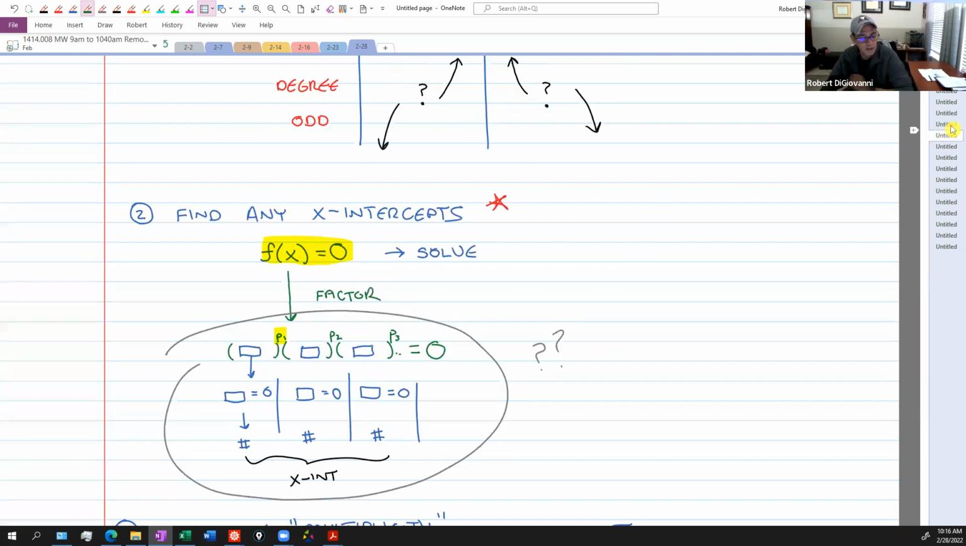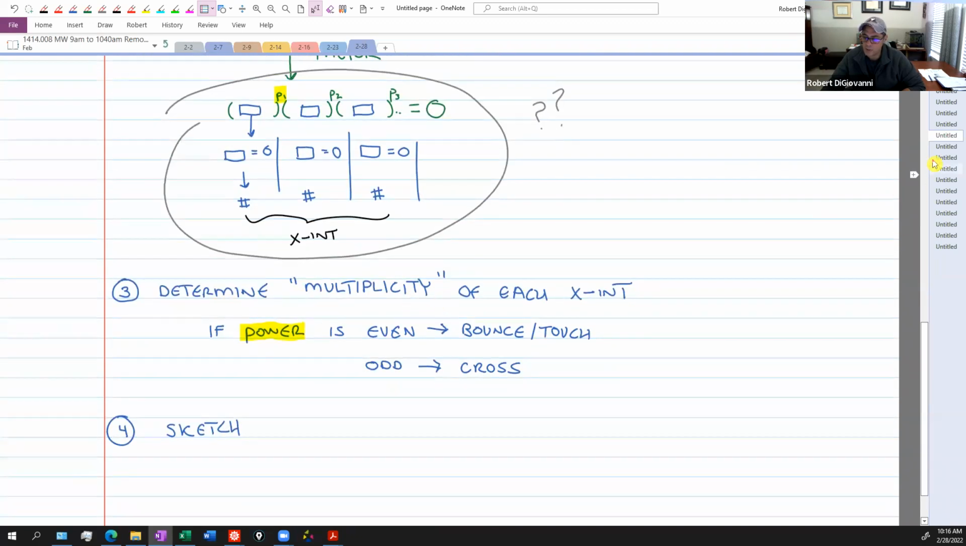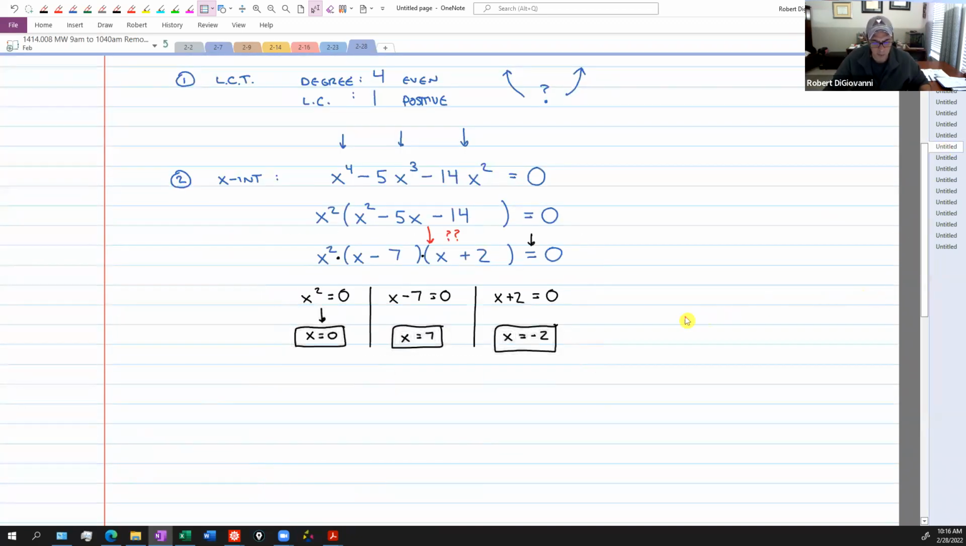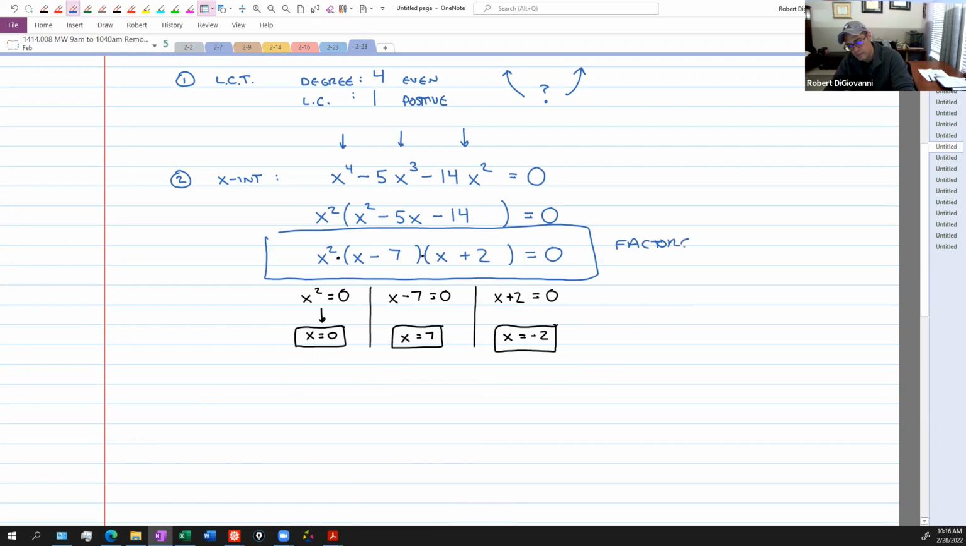And so let's address that, because that's the 3rd step in the process of graphing these things, which is to determine multiplicity. So we've found the x-intercepts, okay? And now we're going to determine multiplicity. So what do we mean by multiplicity? Here's what we do. We go back up to the step where we had it factored, right? This step right here, where we have it factored completely.